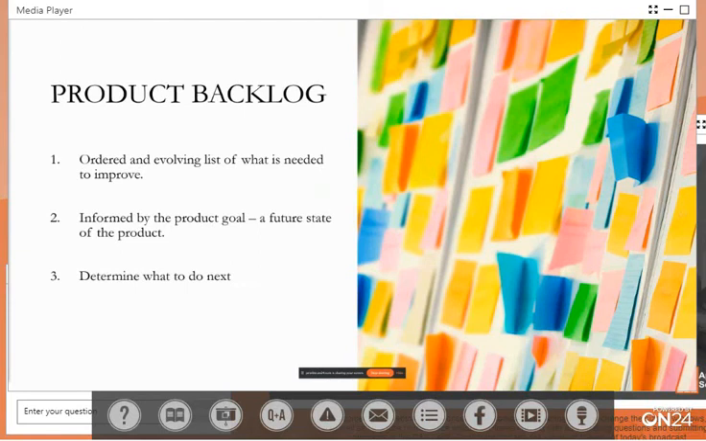And really, what this is about is a commitment to the product goal, which is describing that future state of the product, of your service, whatever it is. And what we're trying to say is that this is where we want to be. Here's where we are. Here's the gap. Here's how we cover that gap.